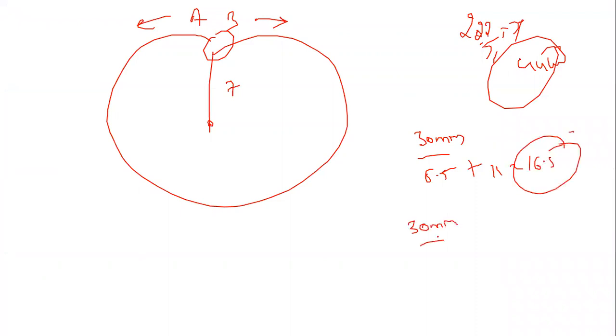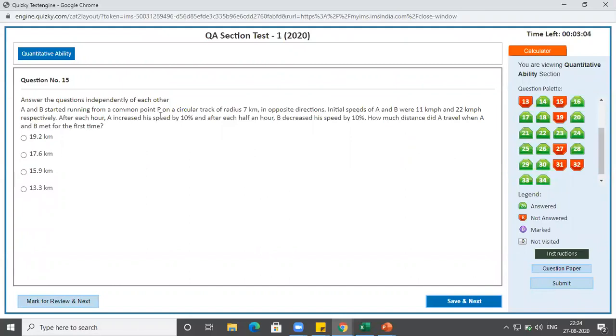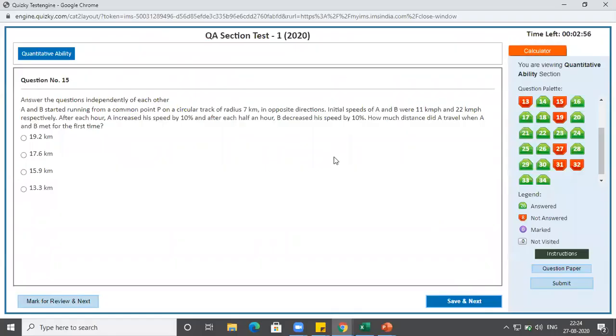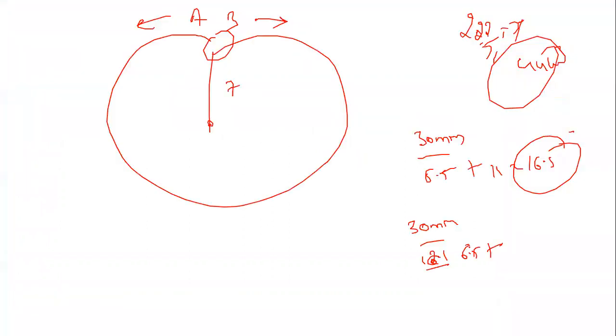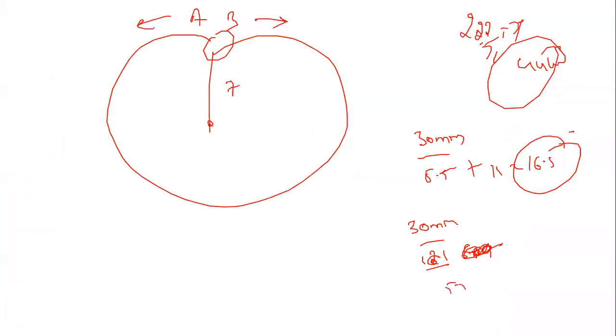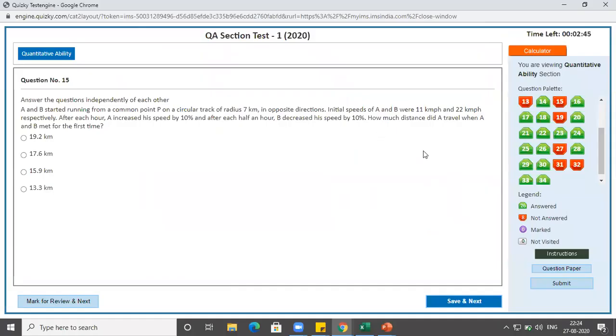Next 30 minutes, relative speed: the new speed would be increased by 10%. This is 12.1 kilometers per hour. So half, 6.5 plus B decreases speed by 10%. But A's speed is going to be the same. It's consistent for 1 hour. So 5.5 plus B decreases the speed by 10%.